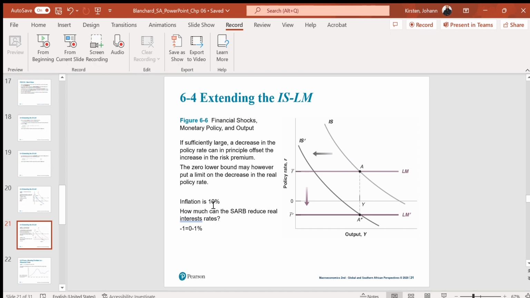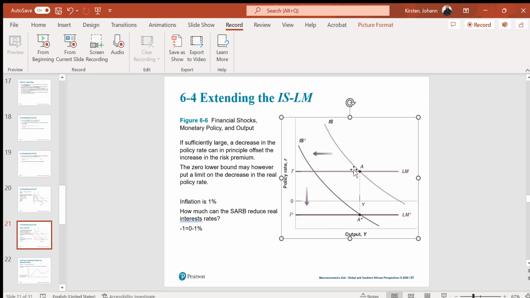Like, let's say inflation is 10%. How much can the SARB reduce the interest rates by? Then we know they can reduce it by 10%, okay? But if the inflation is only 1%, then the lowest they can go with the real rate is minus 1%, which might not be enough to offset it. Okay, in this case, it is enough. They need to go below zero in order to get it back to its equilibrium level. But in other cases, they might not have enough room, and then they'll end up at this point here.